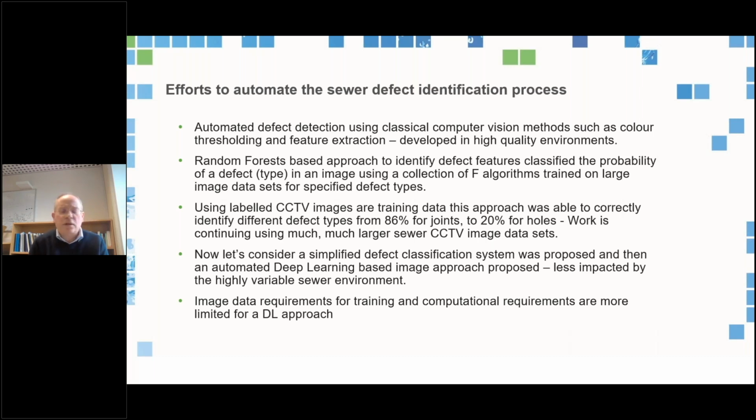But when you look at a feature that has much more variable image characteristics, such as holes, then you're down to a success rate of 20%. There are companies that are continuing to use this approach using much larger image datasets, but the success rate is not increasing significantly. I'd like to talk about a bit of work that we've done in Sheffield where we've simplified the defect classification system and, as Antonio said, used a deep learning approach, which should require a much smaller calibration set and is much more suited to a variable image environment.